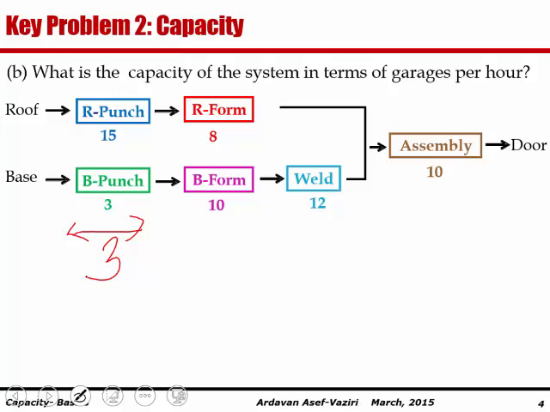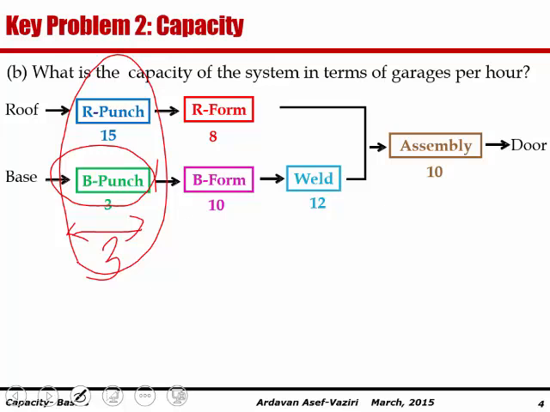This activity has been assigned to this resource. When it is assigned to a resource, we call it unit load. In this specific example, activity time for B punch is 3 minutes. Unit load of B punch resource is also 3 minutes.